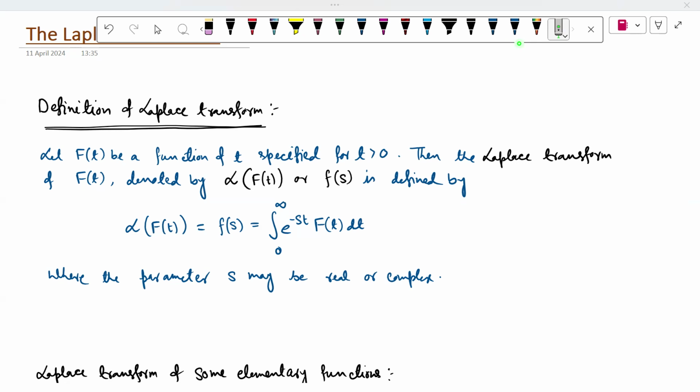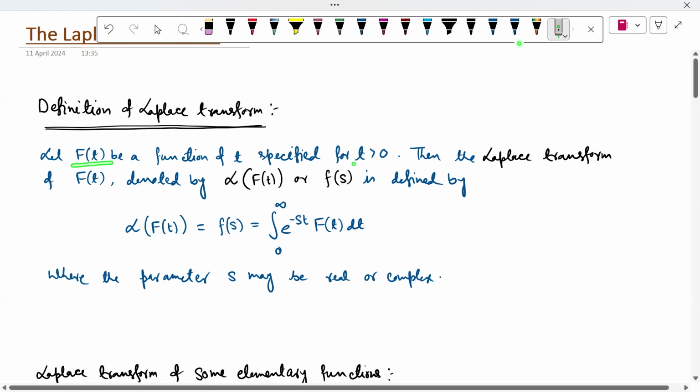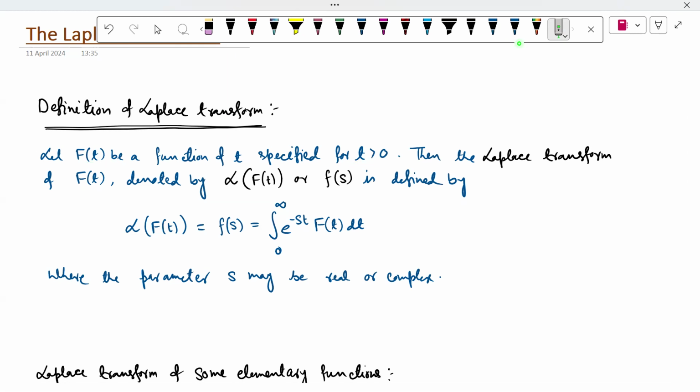Suppose you are given a function f(t), where t is a positive parameter. Then the Laplace transform of f(t), denoted by L{f(t)} or F(s), is defined as L{f(t)} = F(s) = the integral from 0 to infinity of e to the power minus st times the given function f(t) dt, provided this limit exists. This integral has to exist, because it is an improper integral. Here the upper limit is infinity, so this limit has to exist. In that case we say that this is a Laplace transform, where s may be a complex or real parameter.